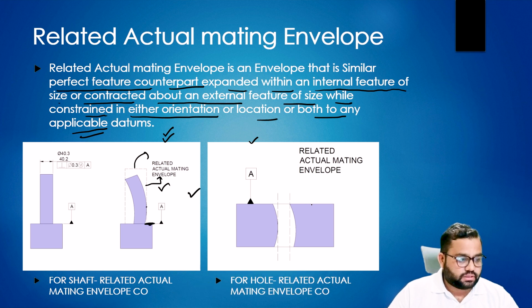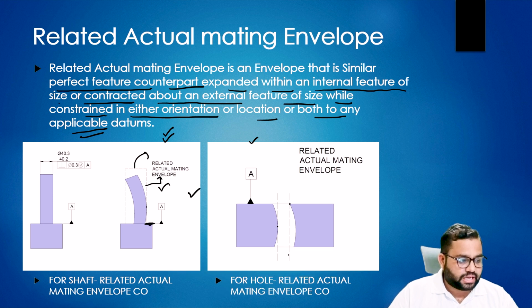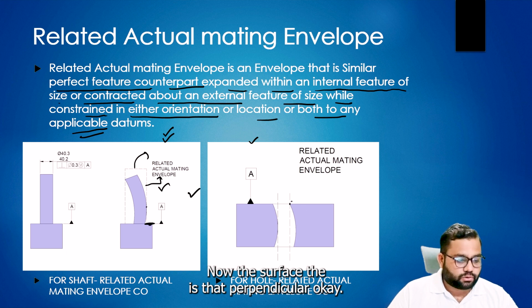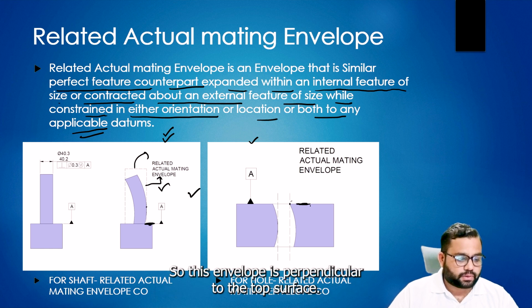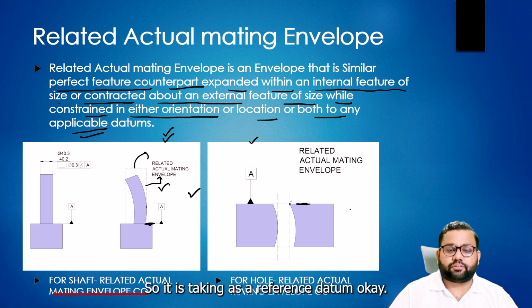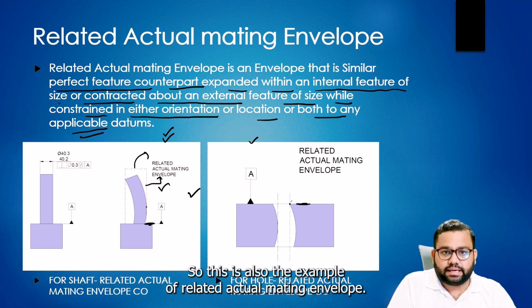Here is an envelope which expands, and it is also touching the high points. So this envelope touches the high points of the hole. At the same time the surface is perpendicular. This datum surface, using datum as a reference, is perpendicular to the top surface. So this envelope is perpendicular to the top surface, taking it as a reference datum. So this is also an example of the related actual mating envelope.